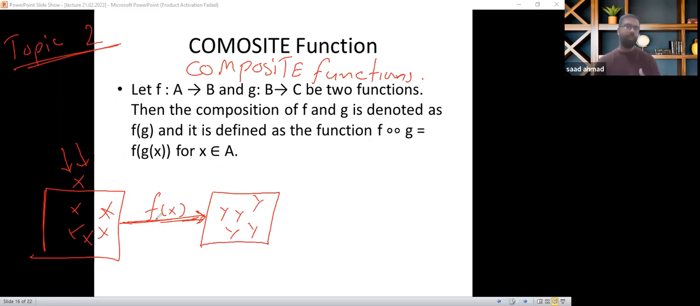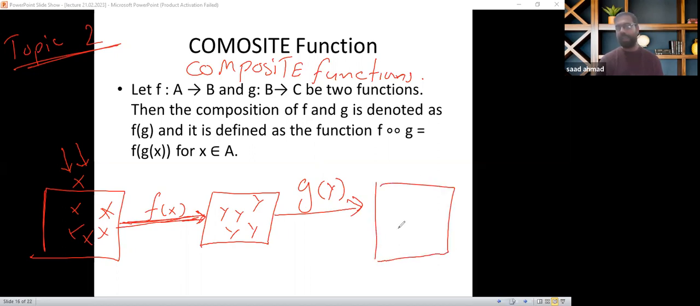We put an input into the first function, it gives an output. Now what we do is we take this output and feed it to the next machine. The outputs of the first machine, the outputs of the first function, we feed them to the second function. That is the composite function, right? Whatever answers it gives us out, those will be the final answers.